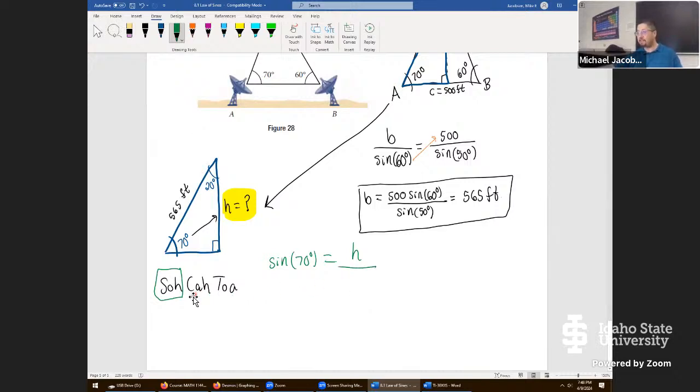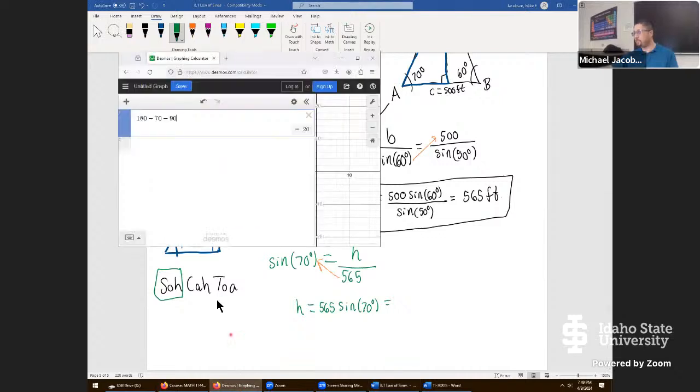This will be divided by the hypotenuse, 565 feet. And in this way, I still have to use a cross product. I'm going to multiply 565 this way. And this will tell us h equals 565 times sine of 70 degrees. Let's see what that comes out to.